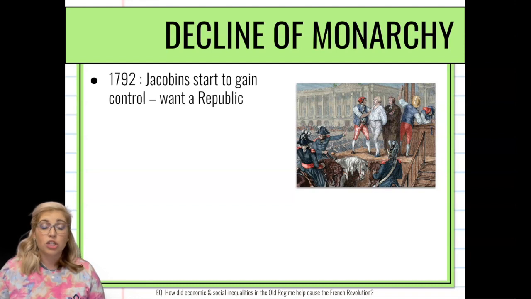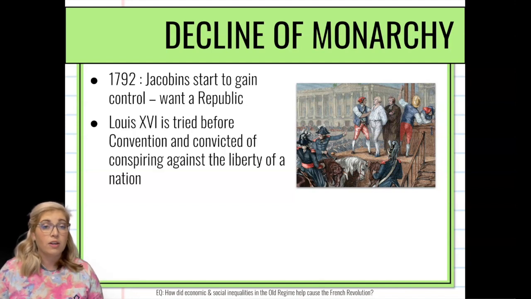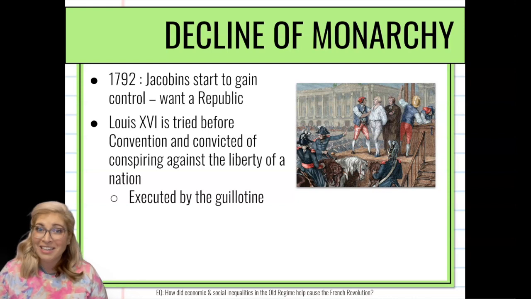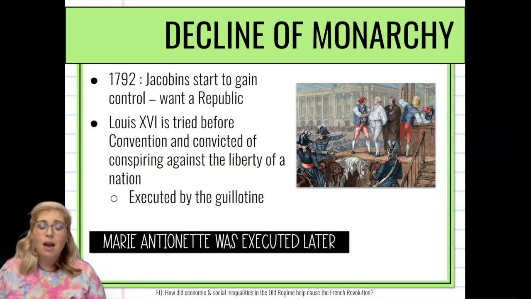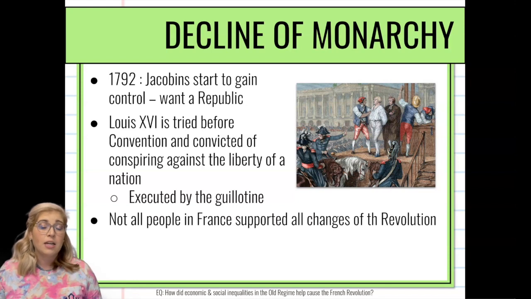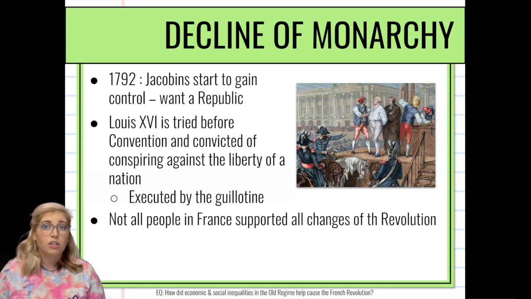Louis XVI is tried before the convention. He's convicted of treason, or conspiring against the liberty of a nation, and he's publicly executed by the guillotine. The guillotine was a product of the revolution. It was a way of executing by cutting off your head. Look it up. They're kind of morbid. So he is executed. Marie Antoinette is not executed at this point, but Louis XVI is. Not all the people in France, though, at this time are supporting all of these revolutionary changes. So again, like I said, it is causing some splits, and it's obviously bringing the monarchy to an end.